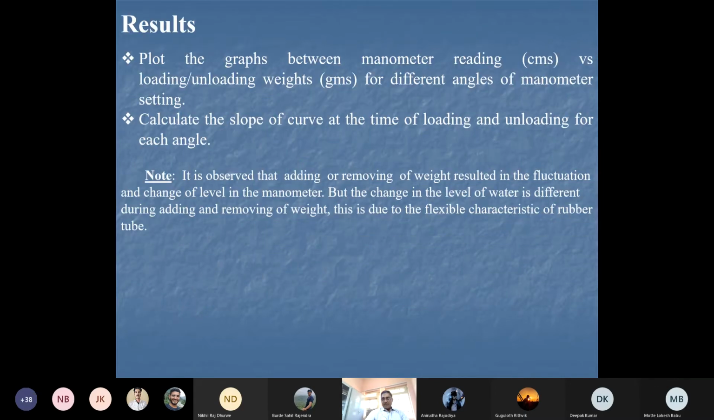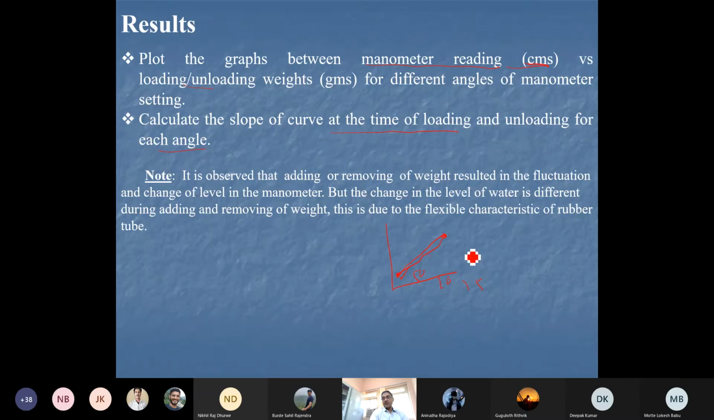Once you have understood this, you can plot the results as a graph between the manometric reading, in centimeters, versus the loading and unloading weight. One curve is for loading and another for unloading. Here it is touching zero, or maybe it's different, but at least from here it will be the same. Calculate the slope of the curve at the time of loading and unloading for each angle, suppose 5-degree, 10-degree, 15-degree, and so on.